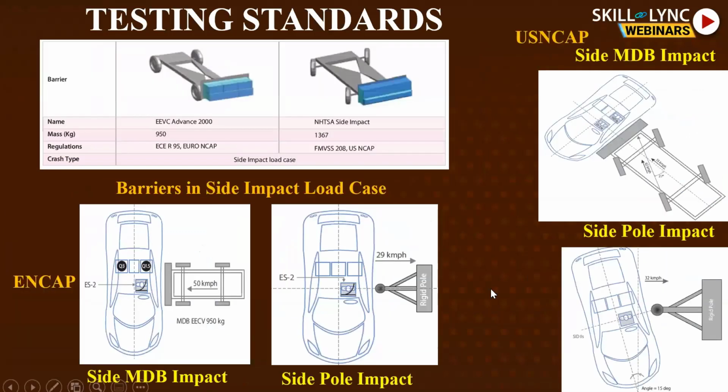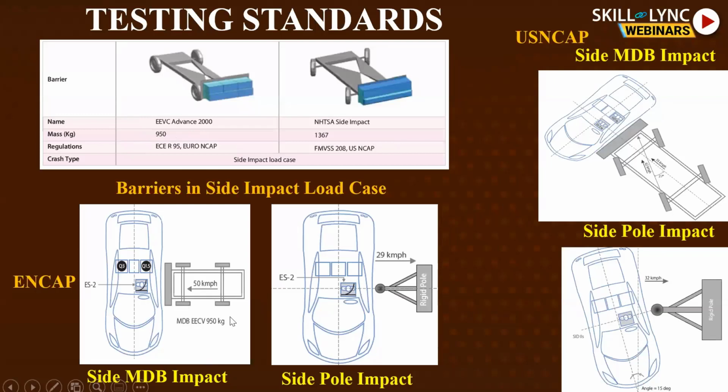Now coming to the case of the side impact load case, as compared to the front load case. Again, the performance of the car structure when it comes to the side impact will be studied. For that, two different barriers are used. These are the two different barriers. US NCAP uses this barrier and Euro NCAP uses this barrier. Here, the major difference is the mass. You can see the mass here, and the velocities, how the impact is going to happen.